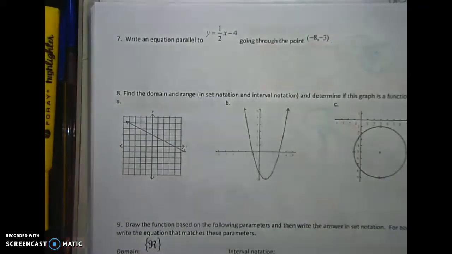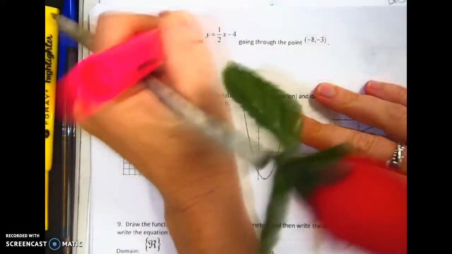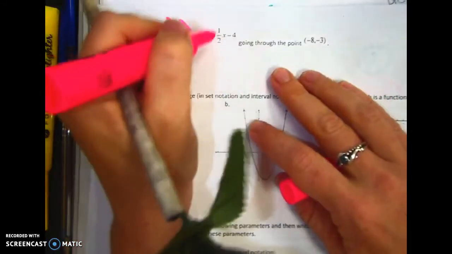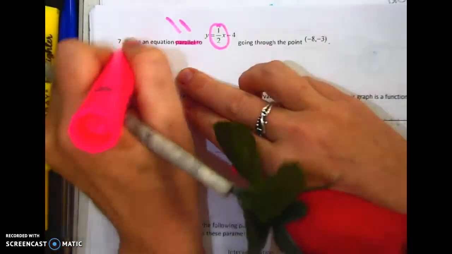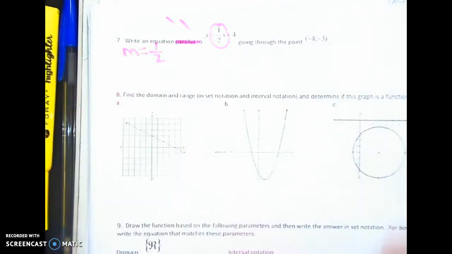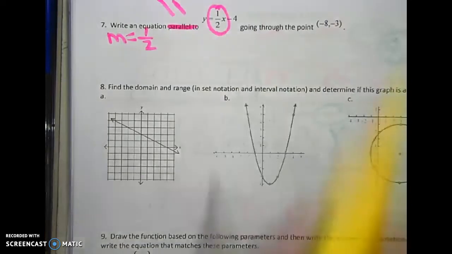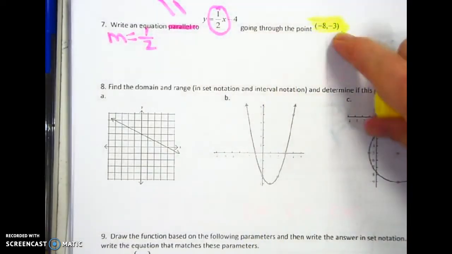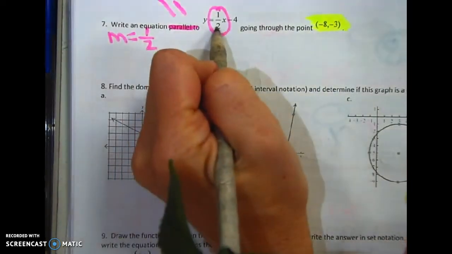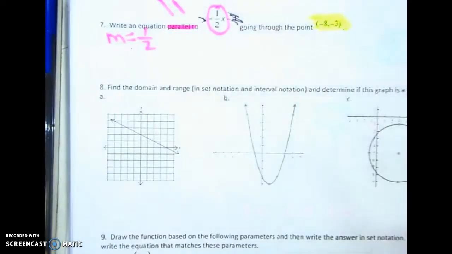Okay, so they're asking to write an equation parallel. I know parallel means it has the same slope, so that's pretty important. That means I have my m, but I have to figure out what goes through this point. That means I have to find the b that goes through that point. So I really only need the 1/2 for the m, and then the rest is garbage.